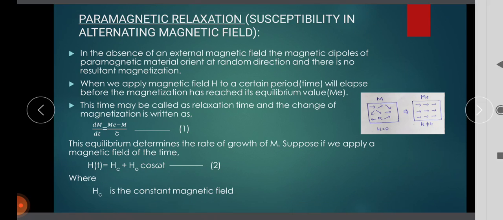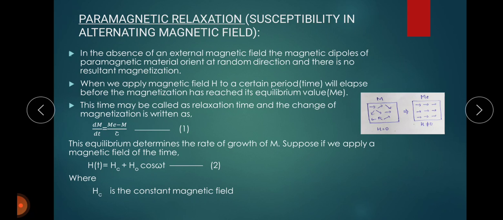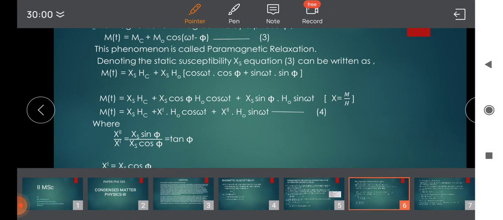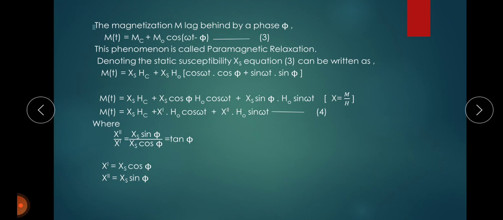In the second diagram, when we apply a magnetic field, the magnetic dipoles align in the direction of the applied magnetic field. At that time the magnetization increases to an equilibrium state, that is Me, the equilibrium magnetization of the material. Next, the magnetization M lags behind by a phase pi.